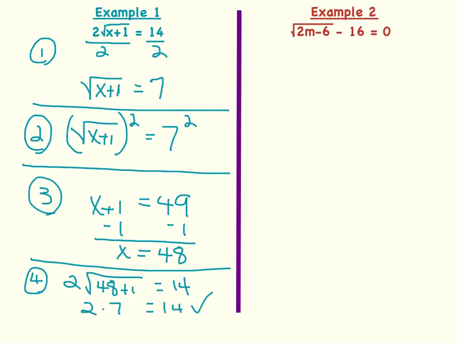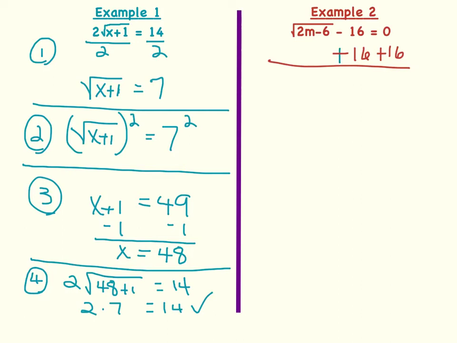Now let's do example number 2. I have the square root of 2m minus 6 minus 16 equals 0. Well, step number 1 says that I need to isolate the radical. So I'm going to do that by adding 16 to both sides of the equation.